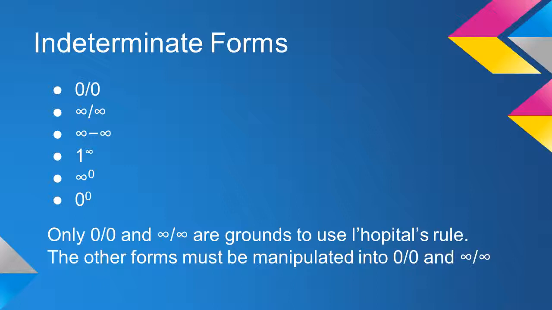I hope that's clear. So, in other words, if the indeterminate form of the limit after substituting is not the top two, 0 over 0 or infinity over infinity, then the limit has to be manipulated into those two forms.